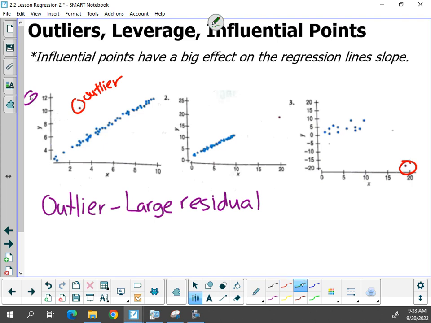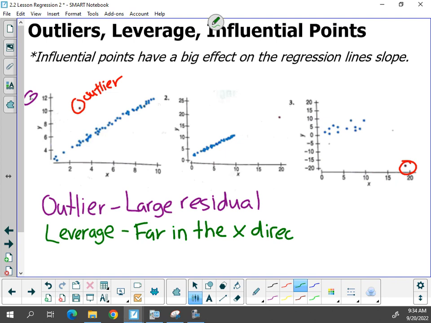A point that has leverage is a point that is far from the rest in the x direction. So in this first one, that data point does have a large residual, but it's not far away from the rest of them in the x direction. It's sort of in the middle.